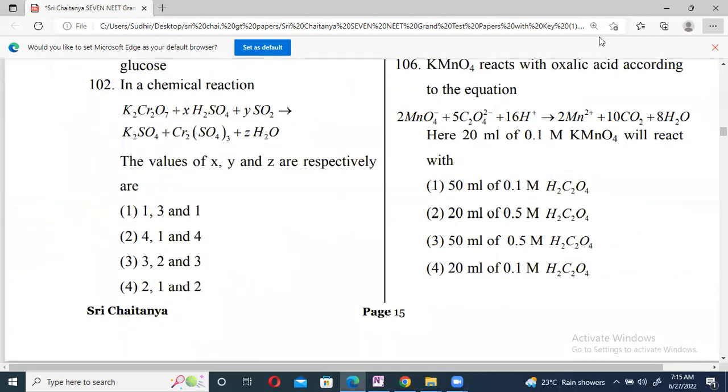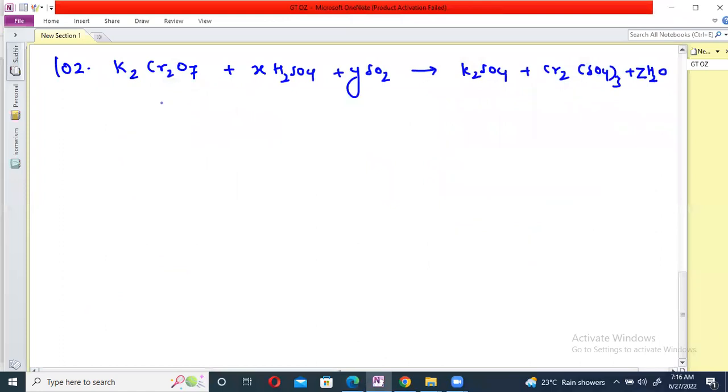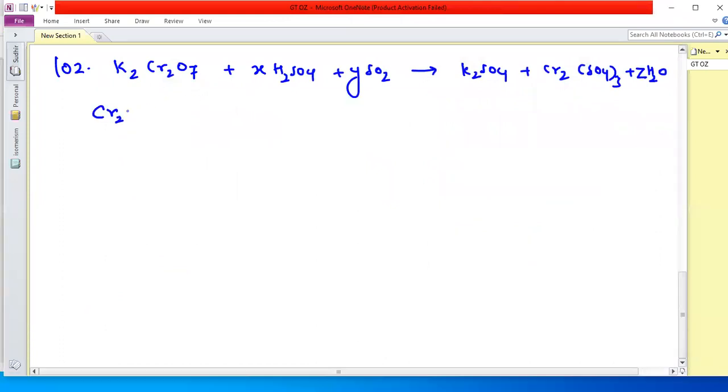Here a chemical reaction was given: dichromate ion, sulfuric acid, SO2 gives sulfate, chromium, and water. What is the value of X, Y, Z? You have to balance it. For balancing, this is the equation that was given, and it can be written in ionic form.